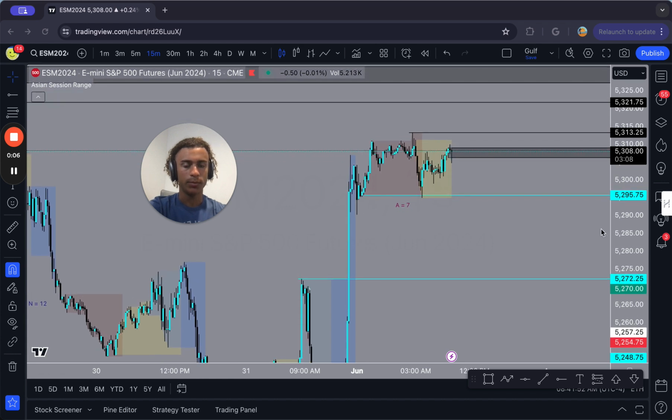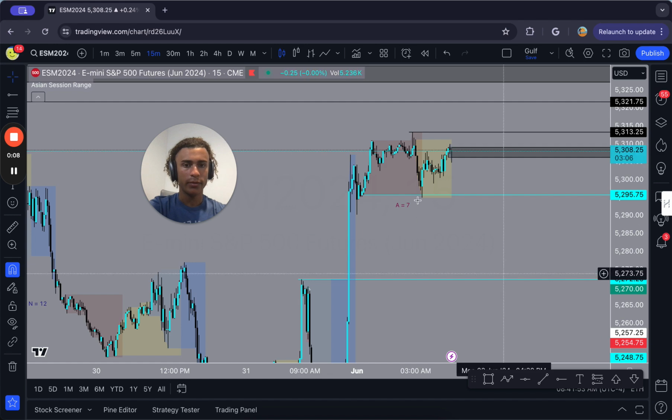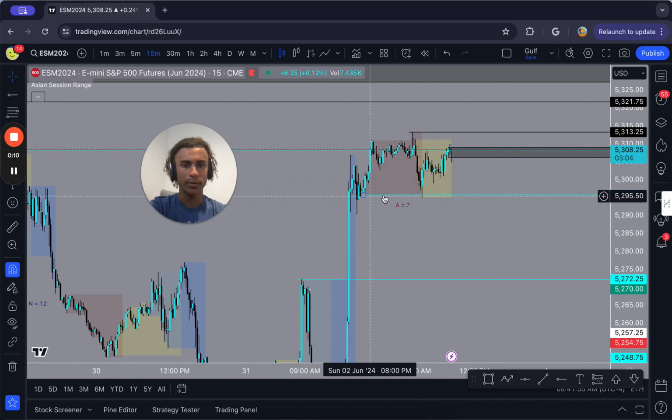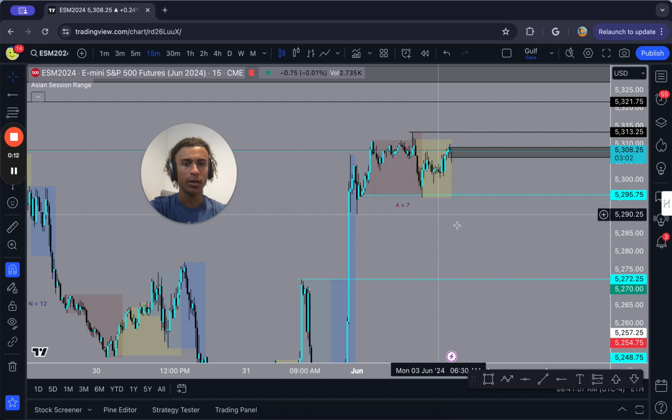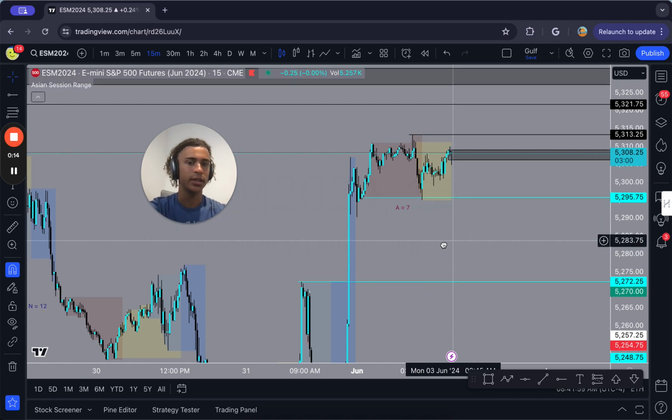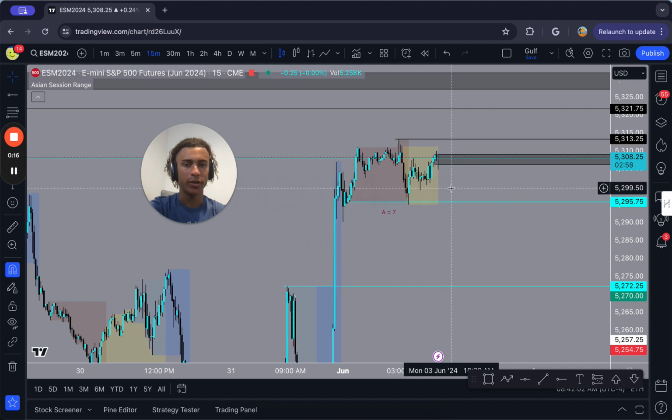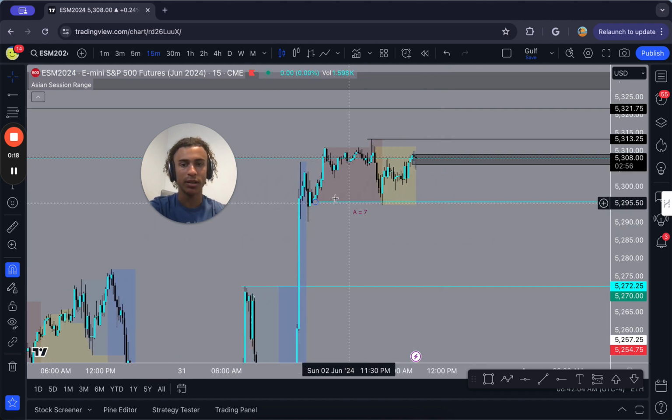But yeah, everybody. So we have Asian low right here, which also happens to be right next to a London low. So this is an area of liquidity that has higher importance than the average area of liquidity, the average higher low, because it is the low of two separate sessions. So low of Asia, also the low of London.